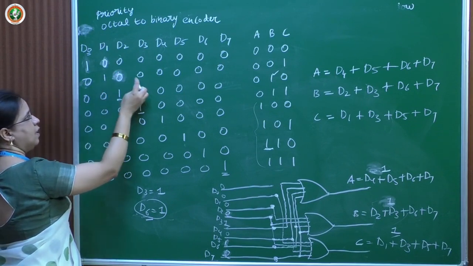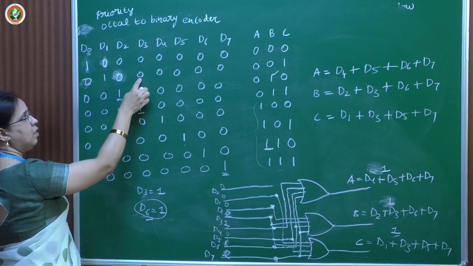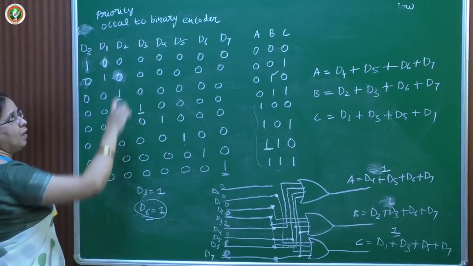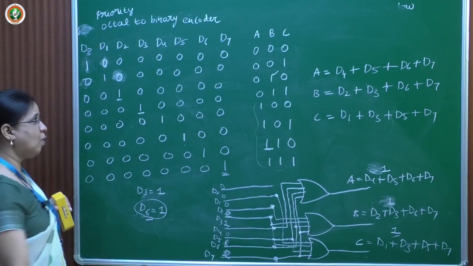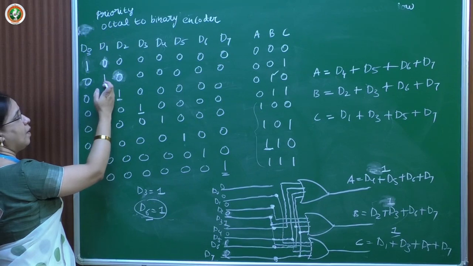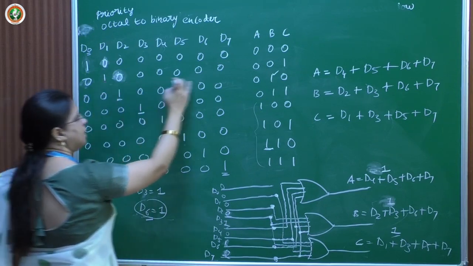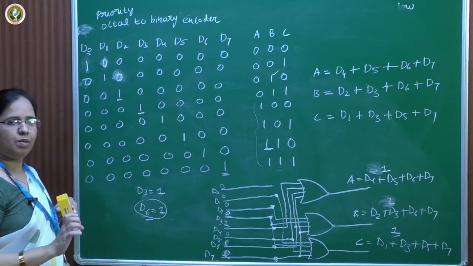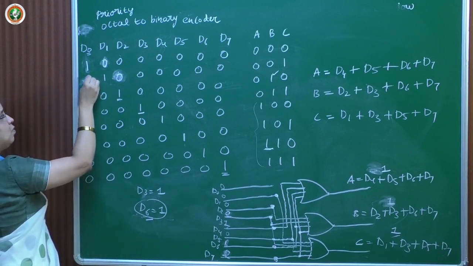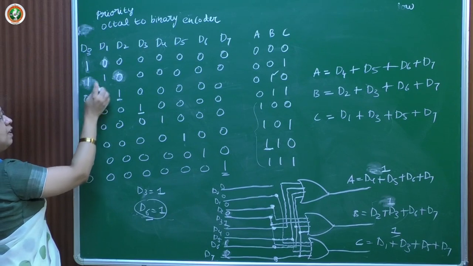This should be 0. Can I change this D3 to 1? No. Because again D1 and D3 is high, means it will give the priority to D3. So all the inputs which have got higher priority than D1 should be 0. Okay? Should be 0. But what is with this? Even if I change this to 1, then what will be done?